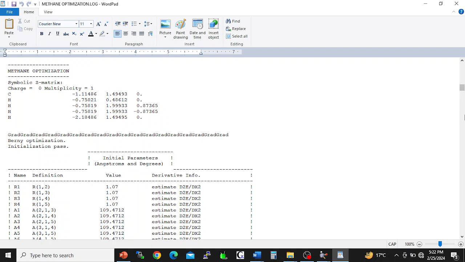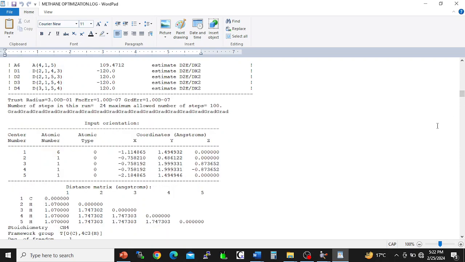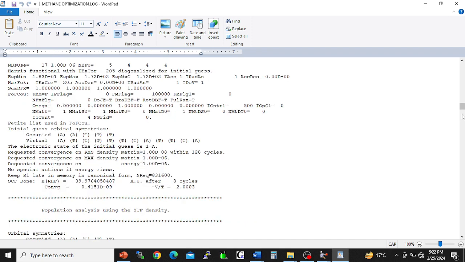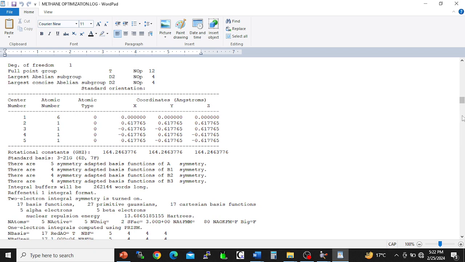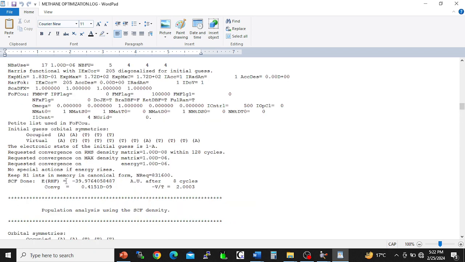If you further scroll down, you will get a lot of data. I don't ask you to read through all these data, but you need to pay attention to a couple of things here. If you keep on scrolling down, you can see here, this is the energy which was plotted in the first step. So SCF done, energy is equal to minus 39.97640. That's the first step energy.